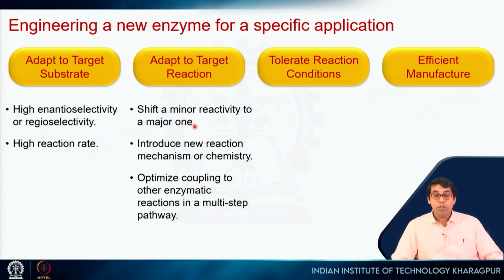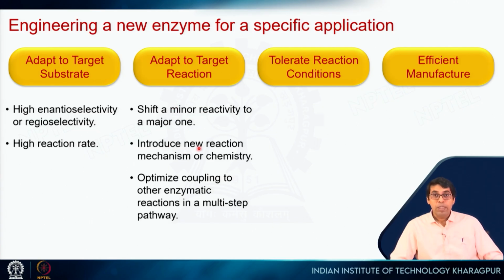We might actually want to change the reaction. So for example, in our lab, we study one enzyme. It catalyzes a major reaction, but while doing so, there are certain byproducts that are formed. So those are the minor reactions that happen. Now we are interested in one of these side reactions, and what we want to do is shut down the major reaction pathway and improve the minor reaction pathway. So shift the minor reactivity to a major one, right? So then you will need to do some engineering.